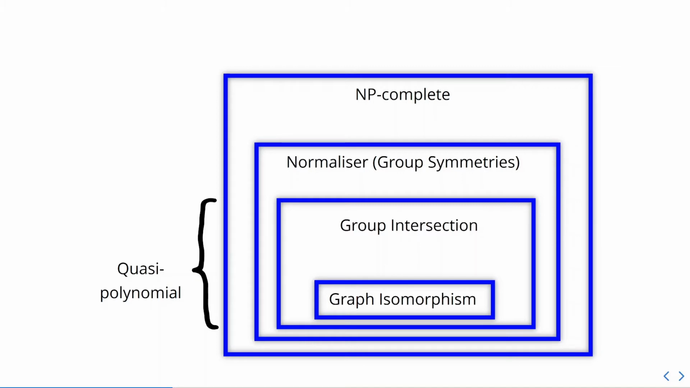So there's NP-complete normal constraint problems. We don't know if that's harder than normalizer. We don't know if normalizer is harder than group intersection. We don't know if group intersection is harder than graph isomorphism. These might all be as hard as each other. When I ask people who are in the area, most people think graph isomorphism is easier than NP-complete, and we're not positive about these problems in between.